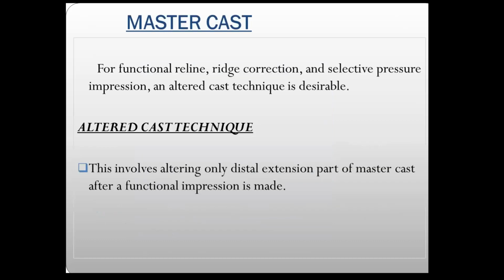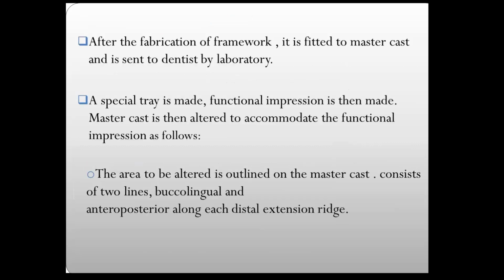Coming to the master cast, now I'll be explaining how to pour the master cast. For the functional reline method, ridge correction using fluid wax and the selective pressure technique, all these methods require a method to pour the cast so that the master cast will accept the functional impression. So first we fabricated the framework, and once that is done, we fabricated a special tray as I discussed earlier.